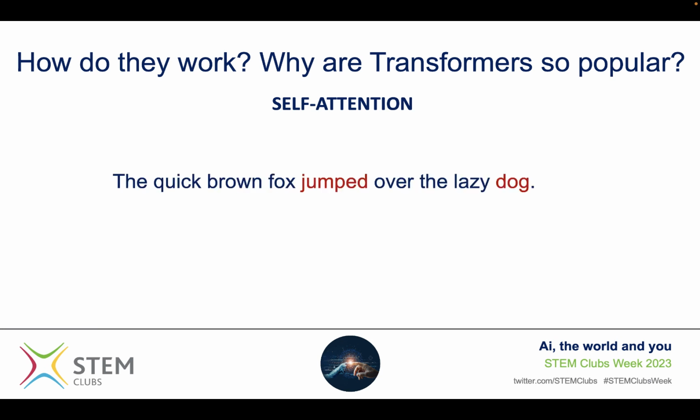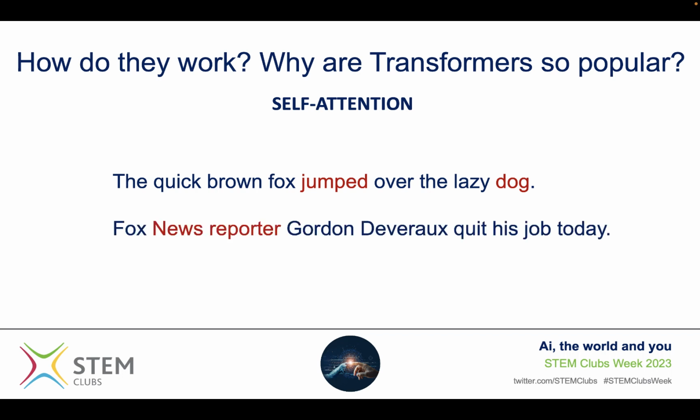So let's have a look at an example here. If you take the sentence, "The quick brown fox jumped over the lazy dog," the model probably would focus on "jumped" or "dog," and hence learn the context that this is an animal, if you consider the fox as the context we want to learn. But for a different example, for example, "Fox News reporter Gordon Devereux quit his job today."